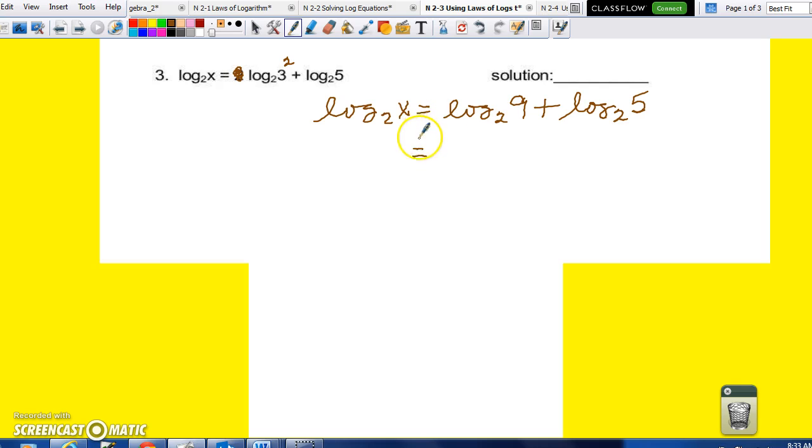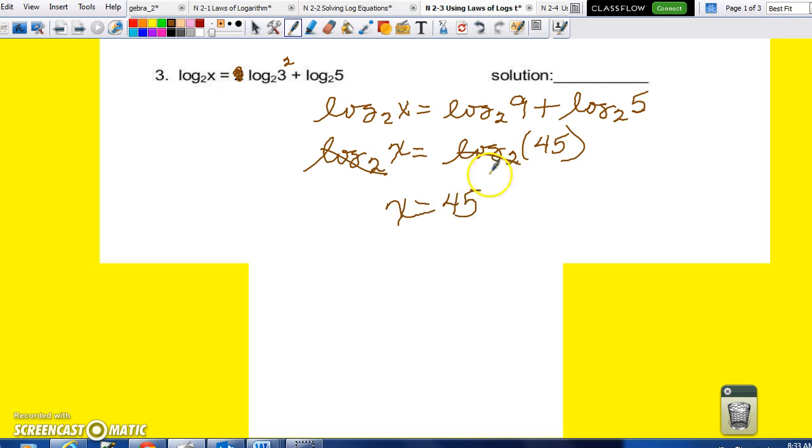So remember, the first thing is I've got to get this to one log on both sides. Because if I look at the right side, I have addition. If I add on the outside, I multiply on the inside. So this really says log base 2 of 9 times 5, which is 45. So now I can get rid of my logs, and I have x equals 45.